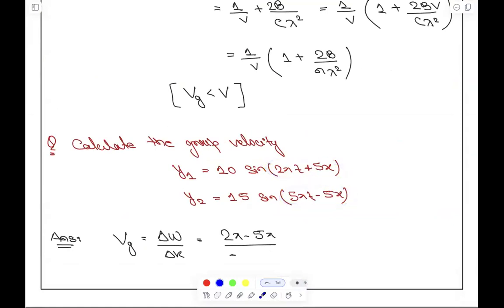Okay, sir. Put the value, what will you get? 5 minus 5, that will be 10. 5 minus of minus 5, that is 10. So the answer is minus 3 pi by 10. The minus only signifies that it is moving in the negative direction.